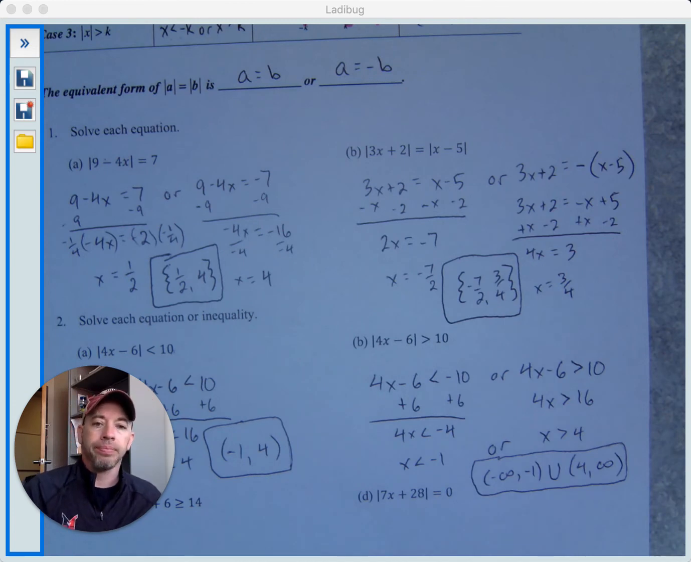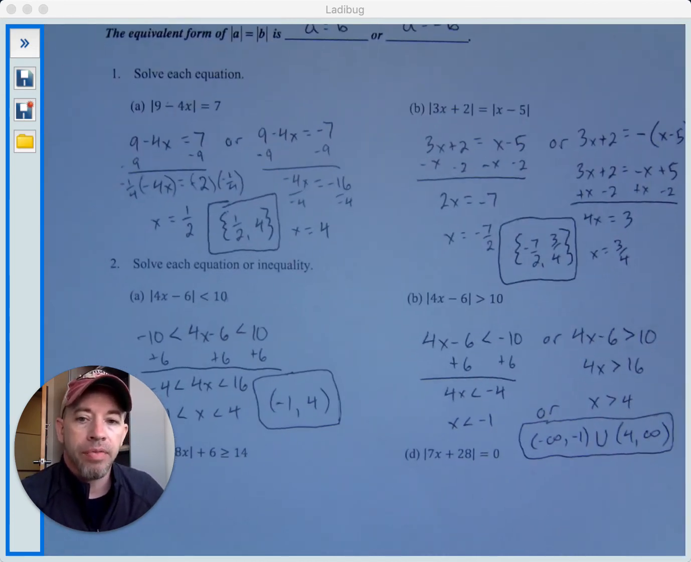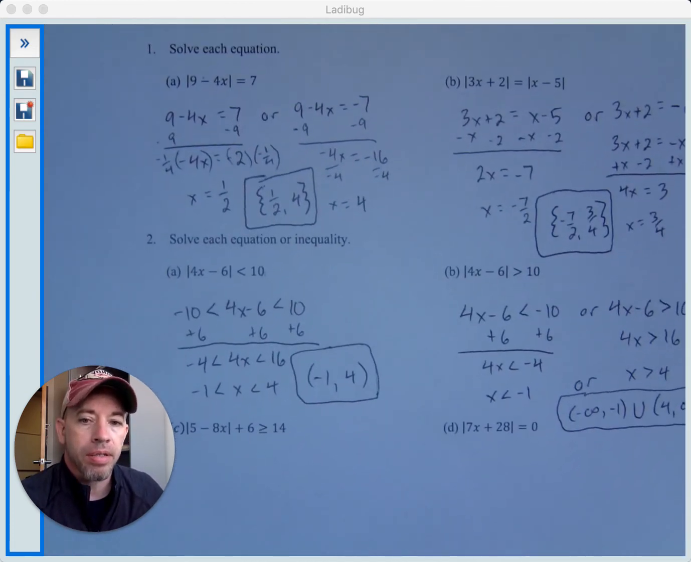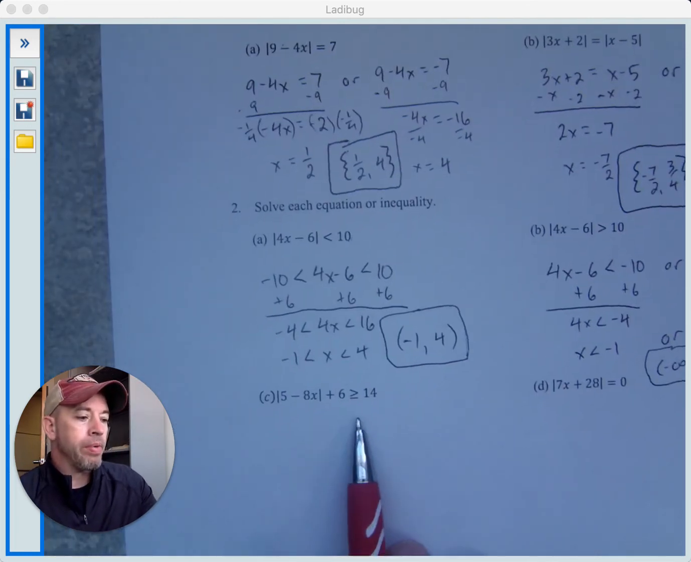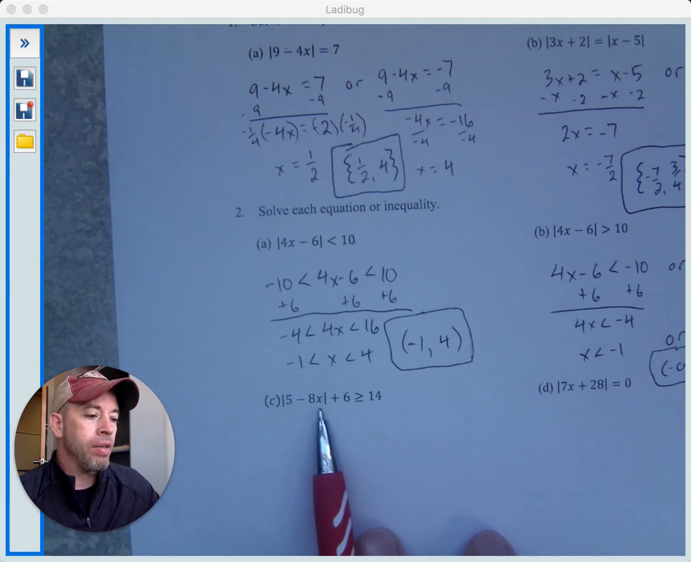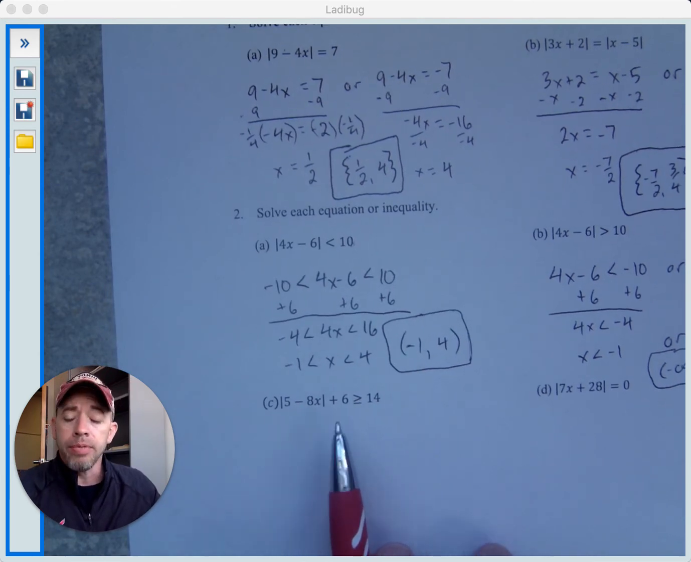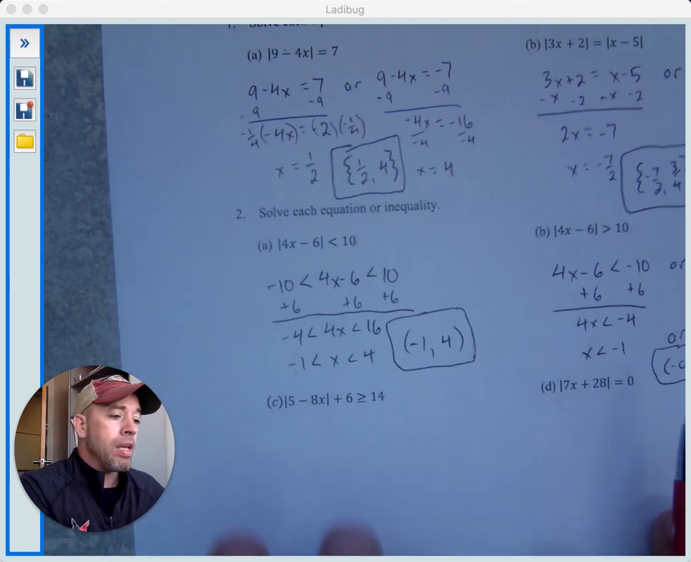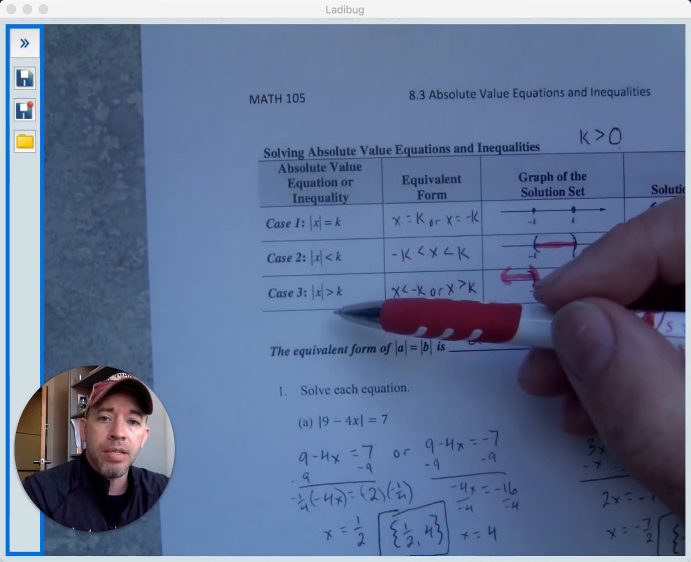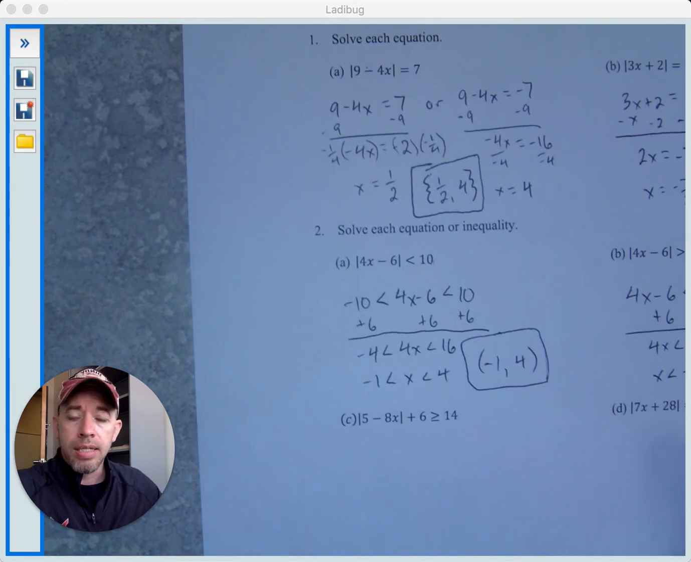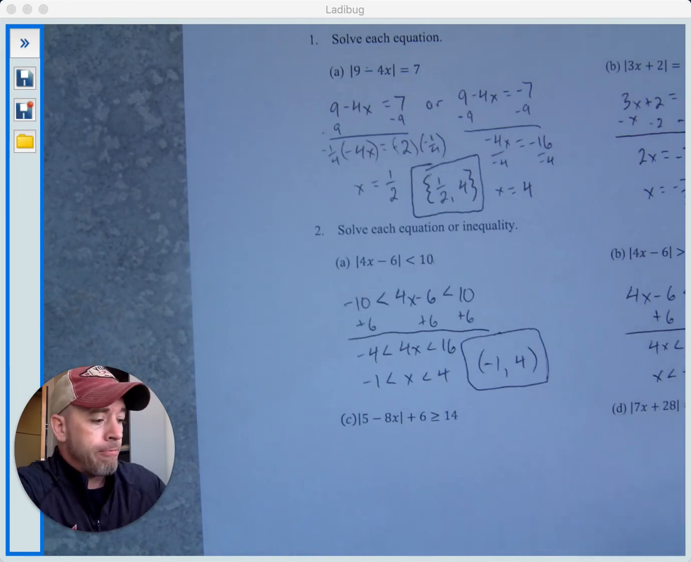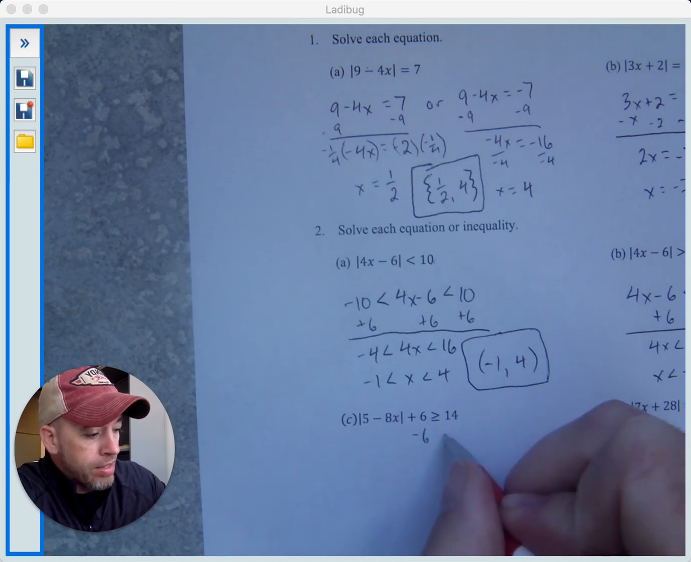All right. And now we have a couple others down here. Let's see. So for this one, we have the absolute value, then we have this plus 6. Notice the absolute value is not by itself. In any of these cases up here, the absolute value is by itself. So the first thing we have to do is isolate the absolute value before we can even consider the cases. So I need to subtract 6 first.